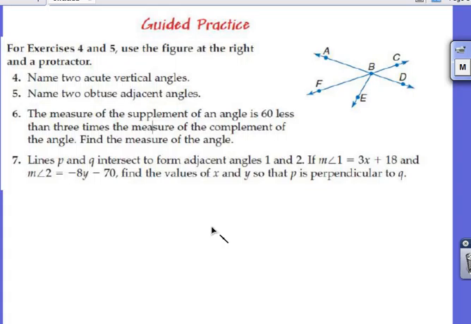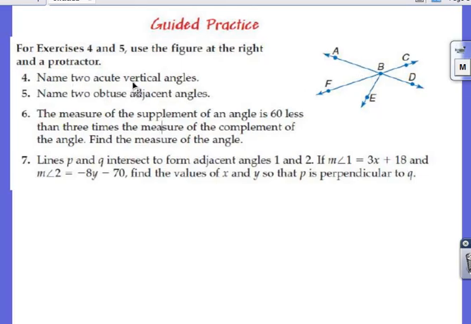Alright, in this video we're going to talk about basically the same thing, but we're just going to do this guided practice in the book, which is on page 41. Same thing again, nothing different. For number 4, they're asking for, let's look at the picture. They're asking for 2 acute vertical angles. So again, vertical angles, they share a vertex and the rays got to be opposite.